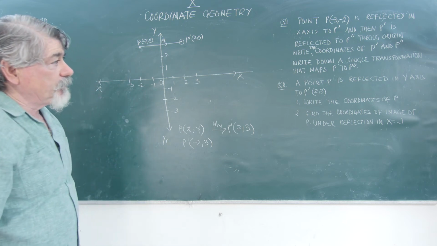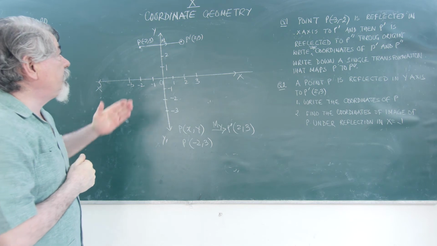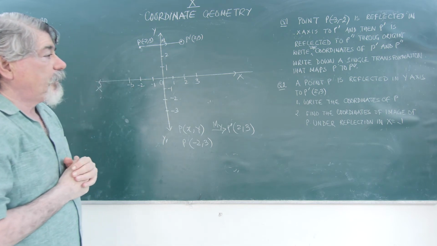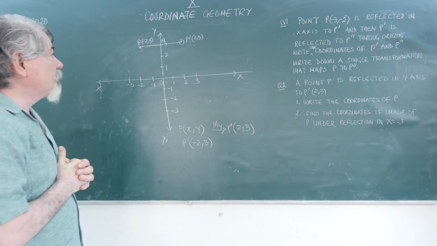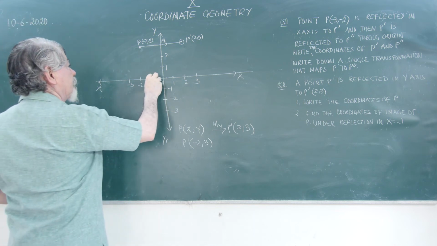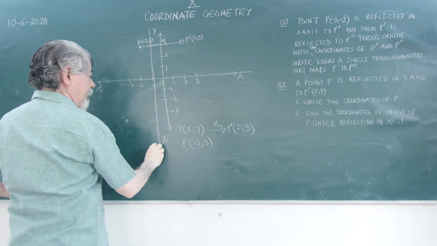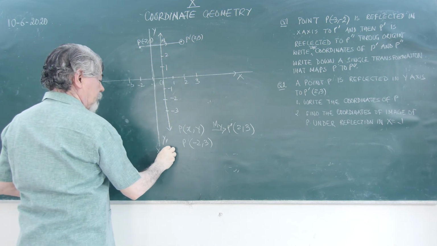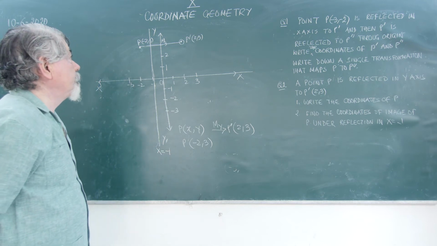Now the question is, find the coordinates of the image of P. I have to find the image of P under reflection in x = -1. x = -1 will be this line. This is the line x = -1.